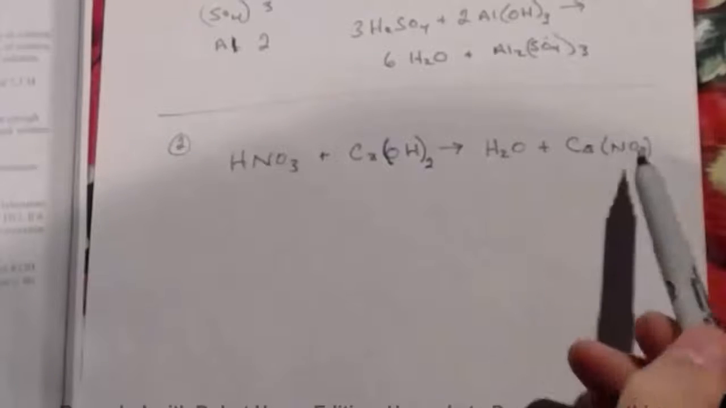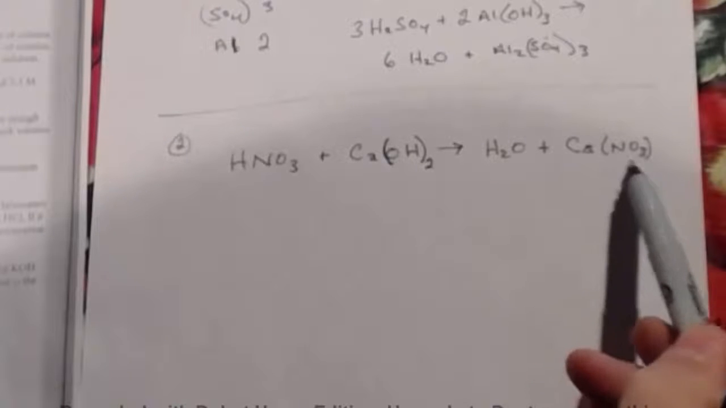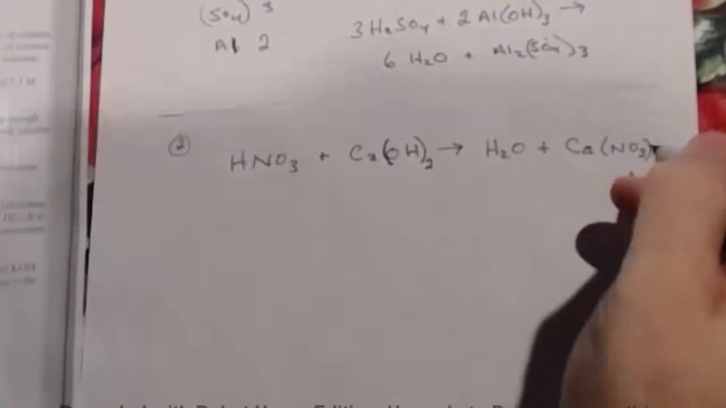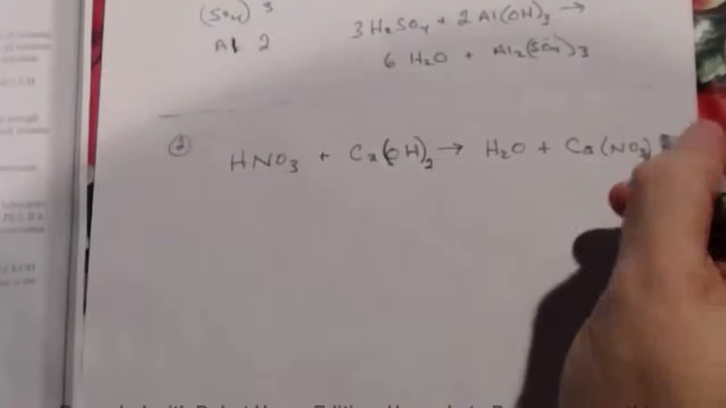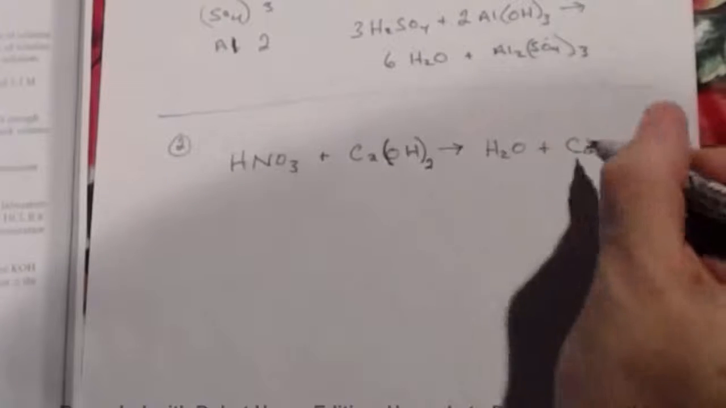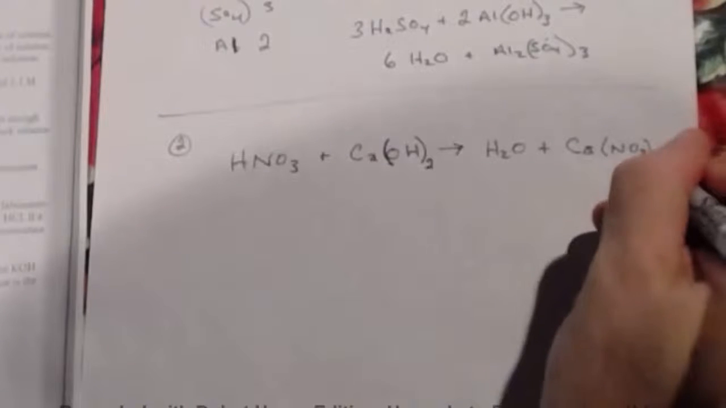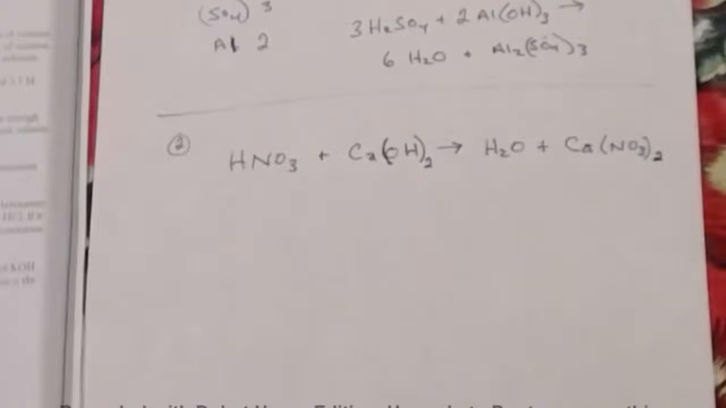Well, the molecule has a charge of -1, and we know calcium has a charge of +2, and so we're going to need 2 of those to balance out the charges in the molecule.